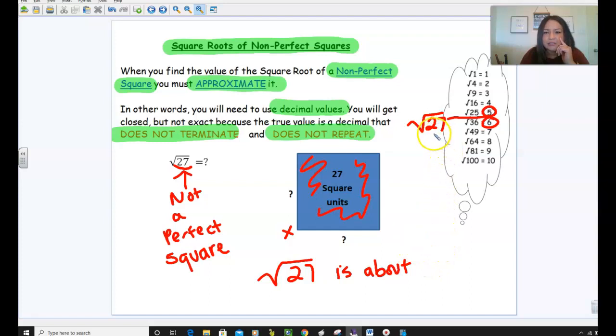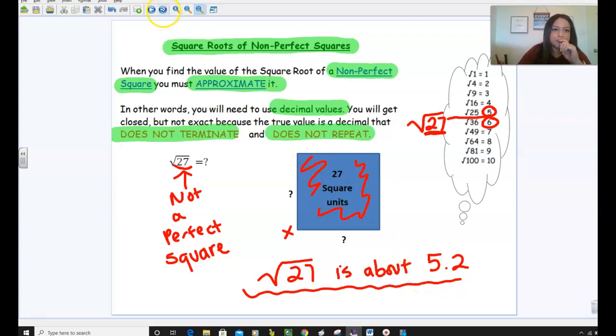I kind of feel like the 27 is probably going to be closer to the 25 than it is to the 36. So I'm just going to do a rough guess of about maybe 5.2. Now this is just a very rough estimate. If I really wanted to get close, I would have to go ahead and try my multiplications, which is what we're going to do on the next examples.